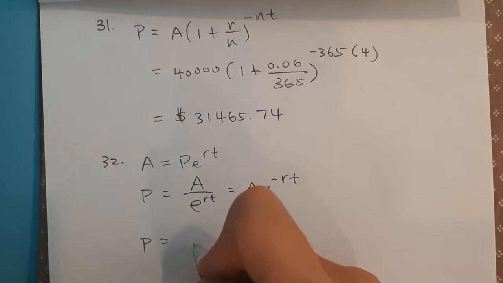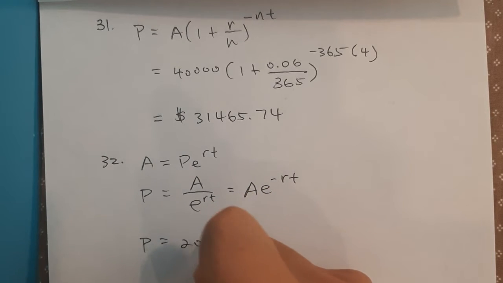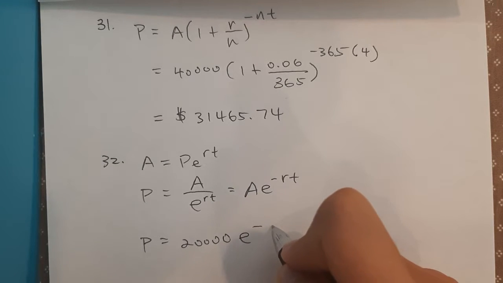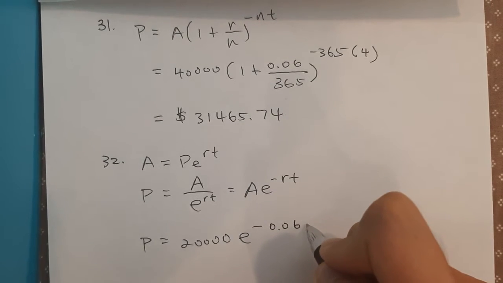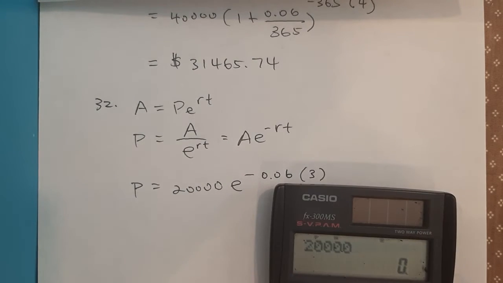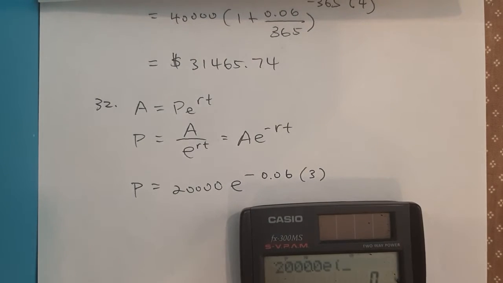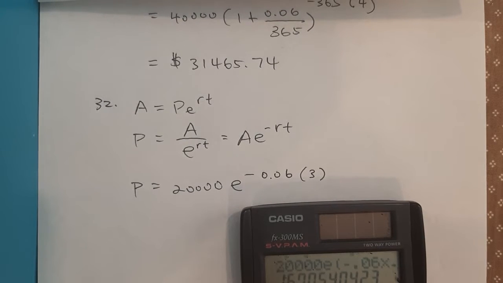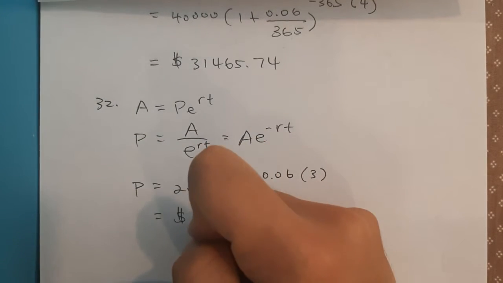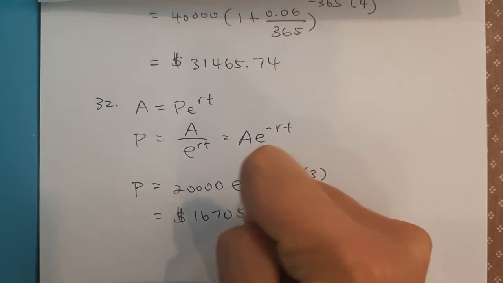The future value is going to be 20,000, e to the negative r, which is 0.06, and then t is going to be 3 years. And then you have e to the negative 0.06 times 3. So that will give us 16,705.40.